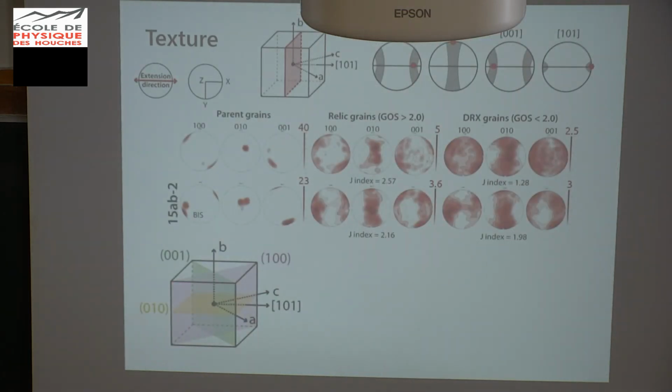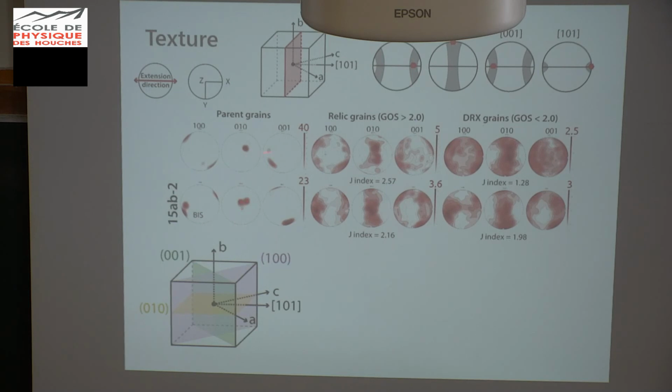And so this is more or less the situation: 101 parallel to extension, and B perpendicular, and A and C can arrange in whatever direction within this plane. So theoretically, we will see something like this in the pole figures, with B forming a vertical girdle perpendicular to the extension direction, and A and C forming small girdles at 45 degrees to the extension direction. This is more or less what we see.